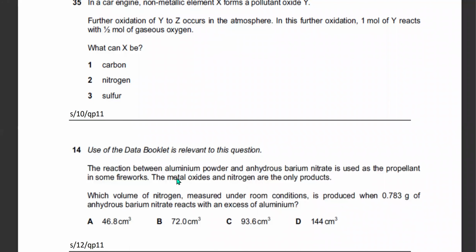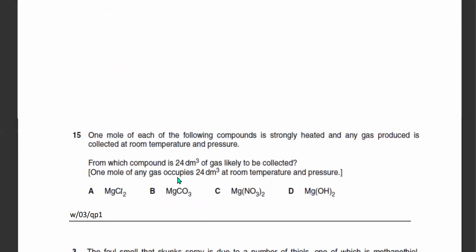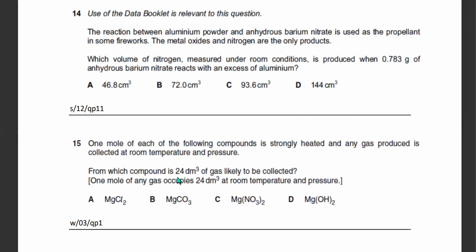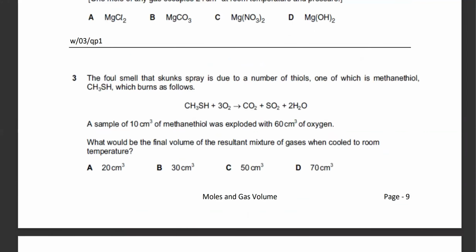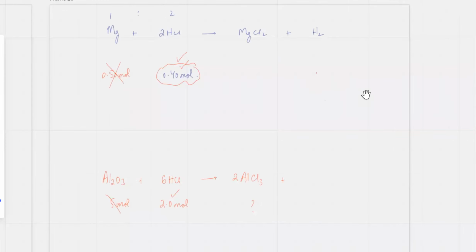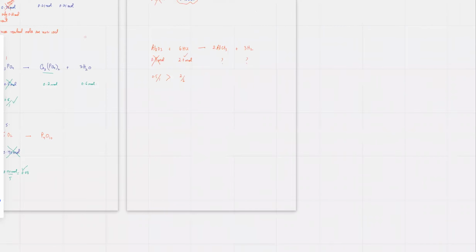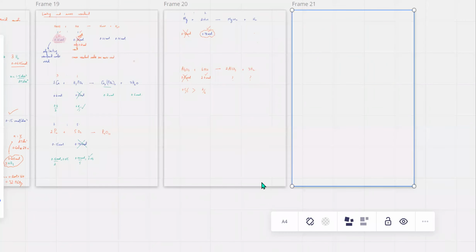So let's try and do this one. I said now there's one thing that has to be learned, and that is there's certain types of questions, and I'm going to just quickly go over them. Okay, certain types of moles questions related to gases. So let's quickly go over them.